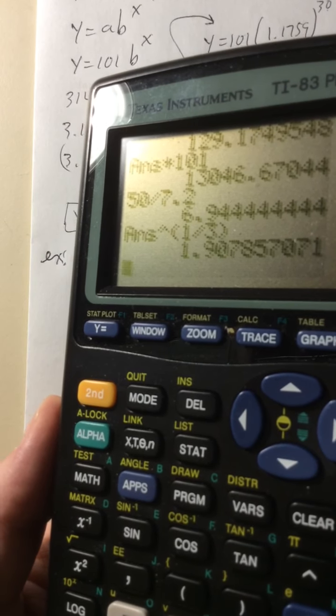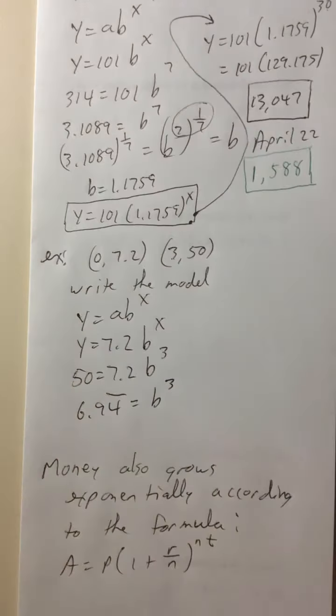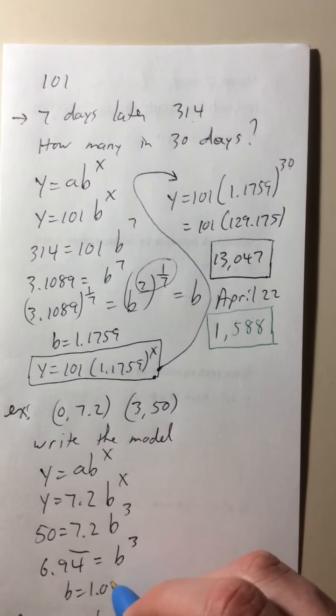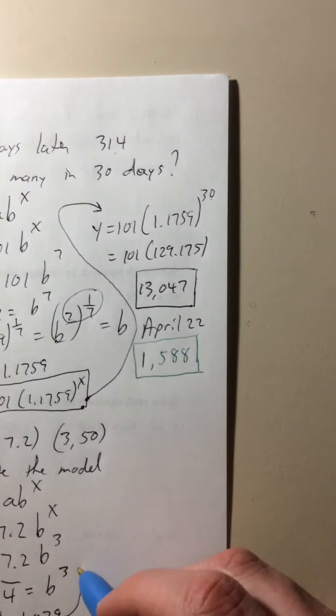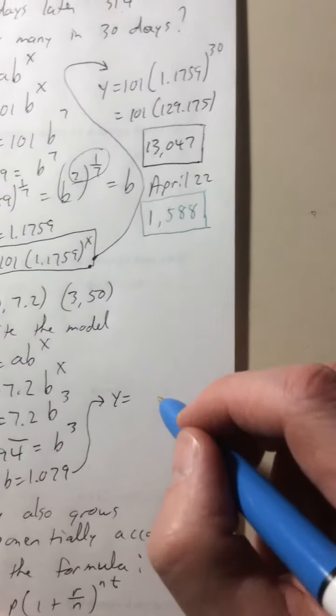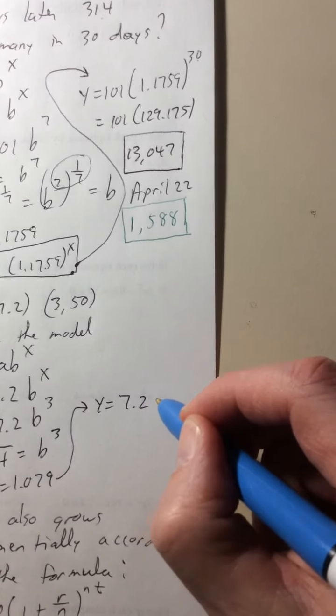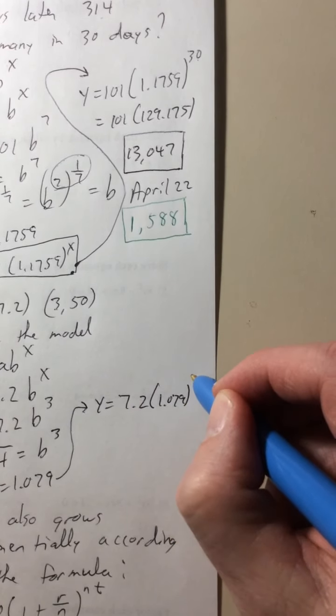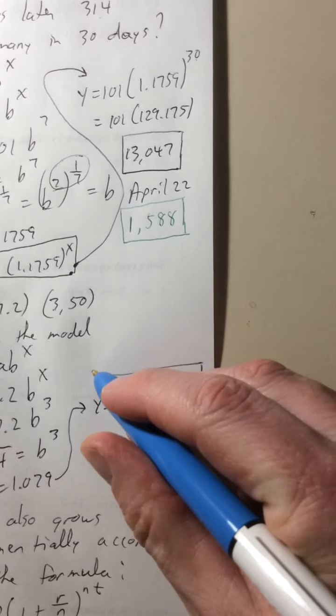1.09785. I'm going to call that 1.079. So B equals 1.079. So then our final model here is y equals 7.2 times 1.079 to the x. And there's your model right there.